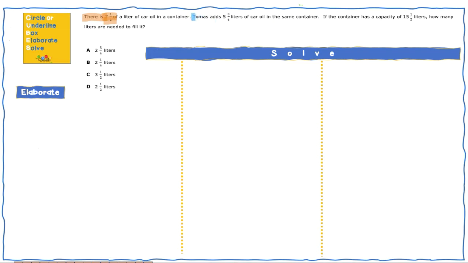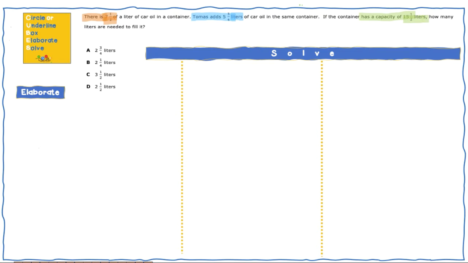So this one says that Thomas adds 5 3/4 liters. Now we're gonna check, there is another number right here, and I'm gonna check what's going on with that number. The container has a capacity of 15.5 liters. What it means is that's like the whole amount that we can put in that container. Like that will be the greatest amount of oil that we can fit in there.